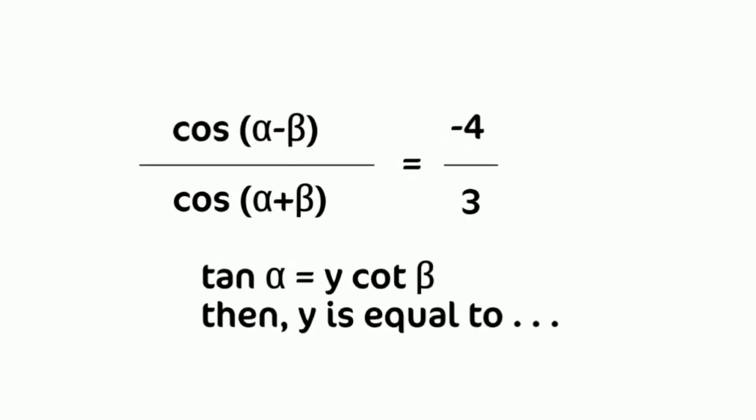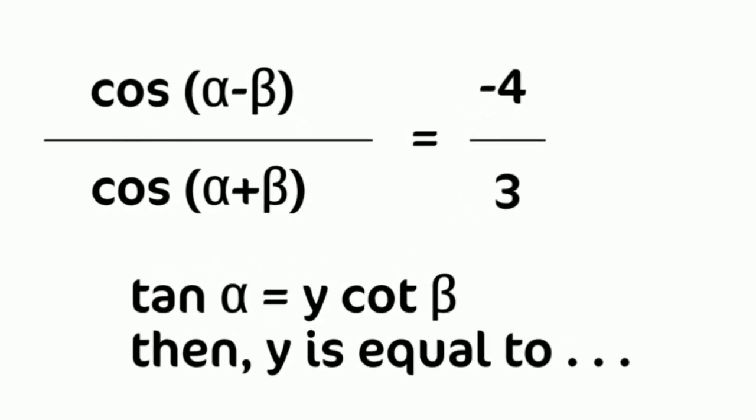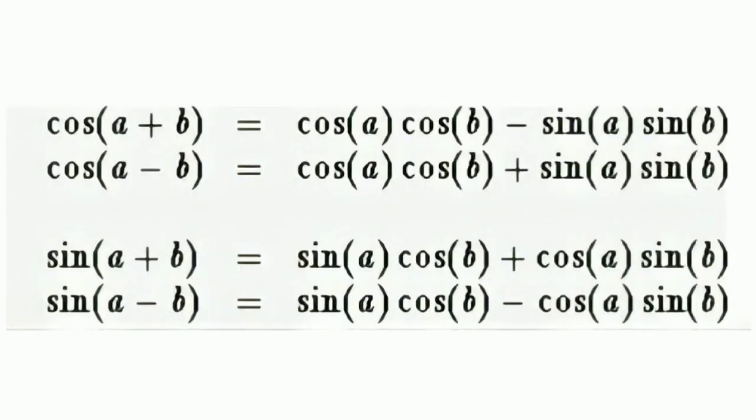Now, let's move to the equations. For the first question, we have an addition trigonometry equation. It says that tan alpha equals y cotangent b. So, what is the value of y? Now, if we look at the equation, we can easily identify that it is an addition trigonometry. So, we will be using the addition and subtraction of trigonometry formula.